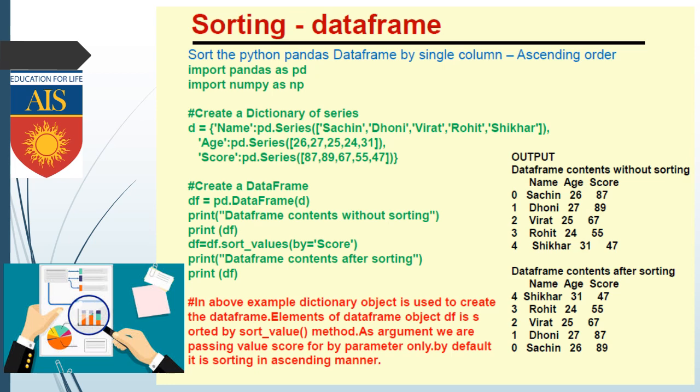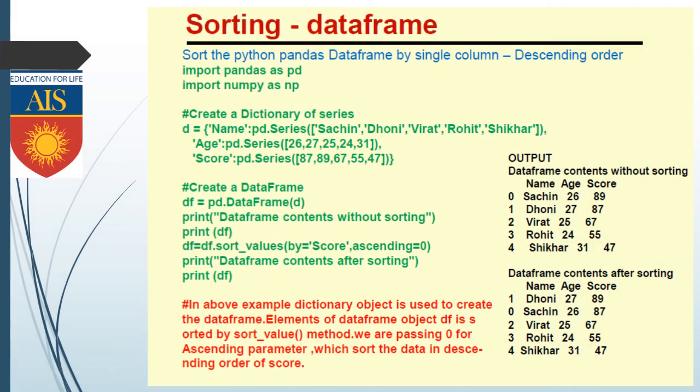Next, df equals df.sort_values by score. That means we are going to sort on the basis of score. Next, print the data frame contents after sorting, print df. In the above example, a dictionary object is used to create the data frame. Elements of the data frame object df are sorted by the sort_values method. As an argument, we are passing the value score for the by parameter only. By default, it is sorting in ascending manner. On the right hand side, we can get the output. The first one is the data frame without sorting, and the second one is the final output, the data frame after sorting.